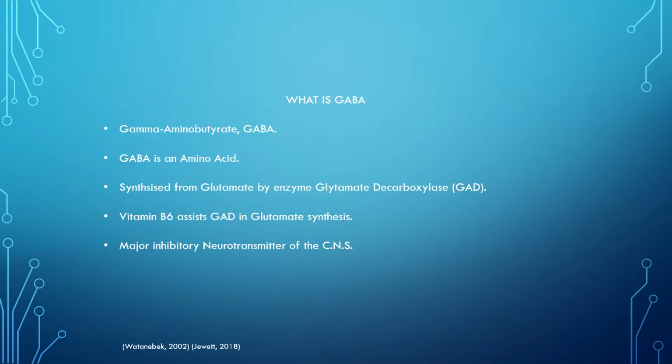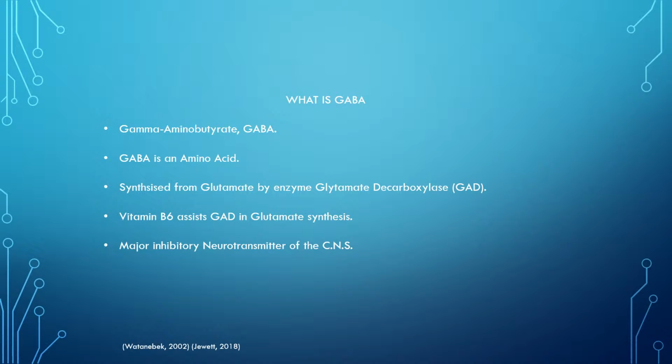GABA is an amino acid that is an important inhibitory neurotransmitter found in the central nervous system and peripheral tissues. Its main role, though, is within the central nervous system. There are 3 receptors that GABA activates, but only 2 will be discussed.